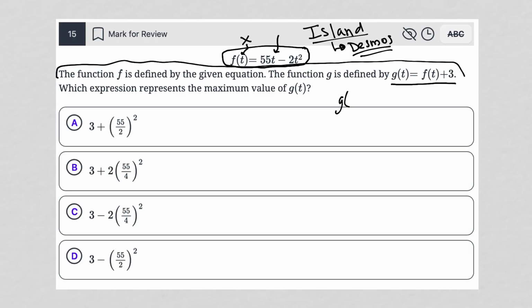So what would that mean? That means that g of t is equal to 55t minus 2t squared, and then plus 3, right? We just took the f of t that is provided here, and we added a 3 to the end for g of t. The question goes on to say, which expression represents the maximum value of g of t? All right, so I'm glad I paused a little bit on that, because I don't want to put f of t into Desmos. I actually want to put g of t into Desmos, and then visually identify the maximum value.